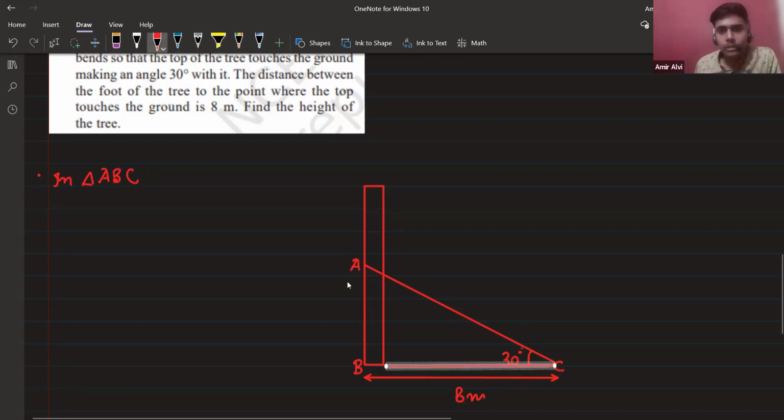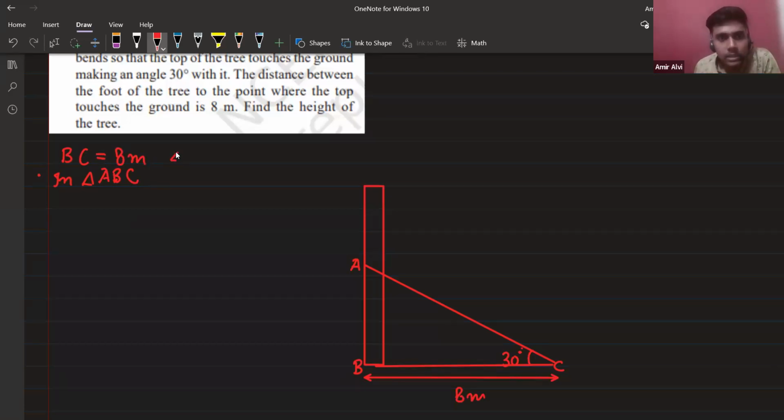Sorry, the base is already given, right? Yes, sir. The base is already given, 8 meters. So let me write it down: BC is given as 8 meters. Clear? Angle C is given as 30 degrees.